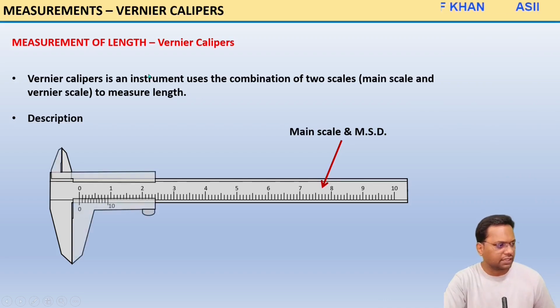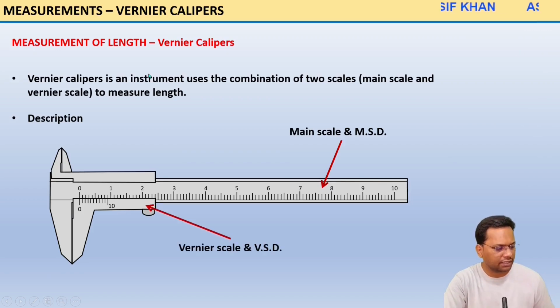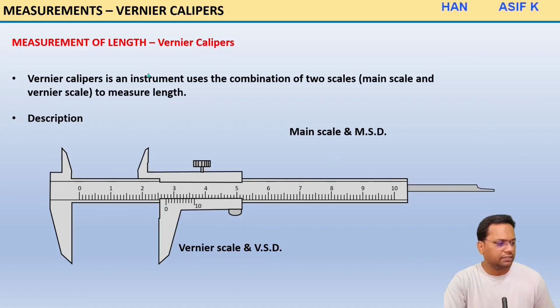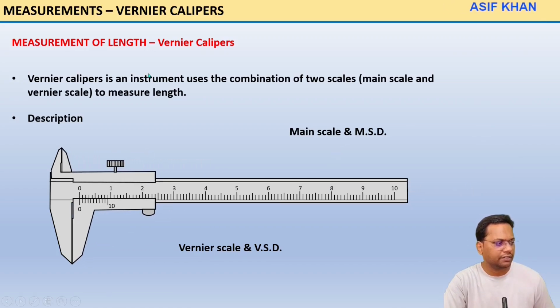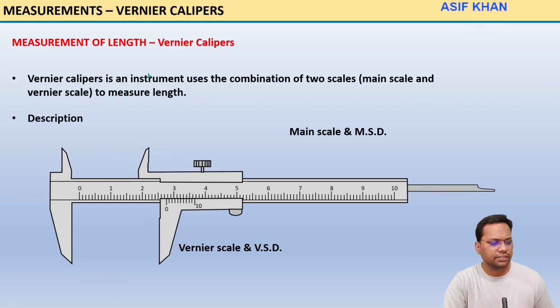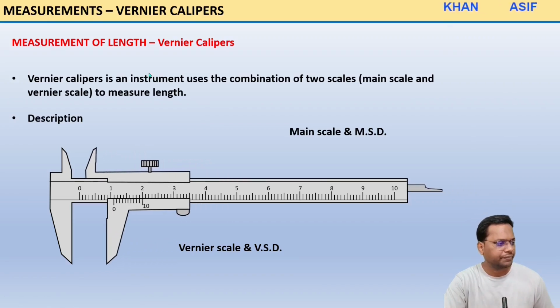Now the second scale, the Vernier scale, which slides over the main scale. You can see that there are 10 parts on the Vernier scale, and these Vernier scale divisions are indicated by VSD. This scale can slide over the main scale. You can see it on the screen.